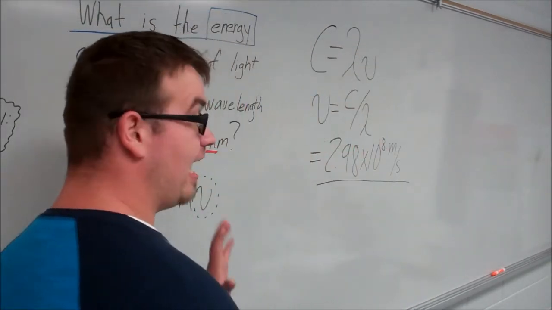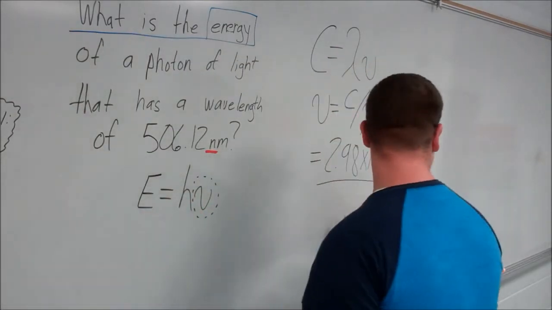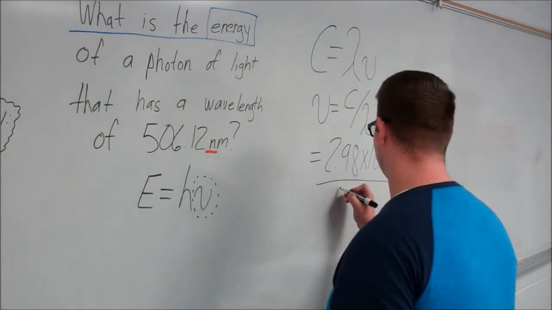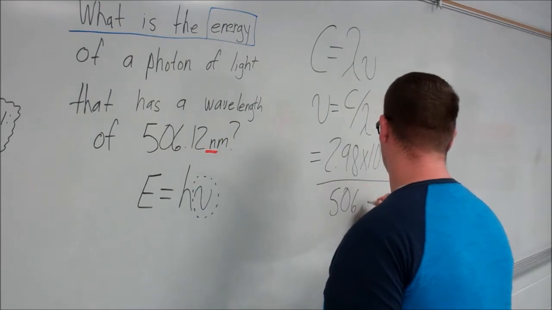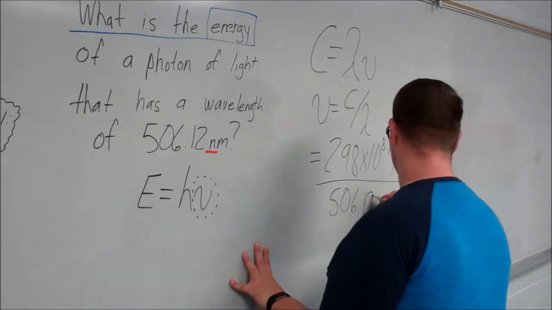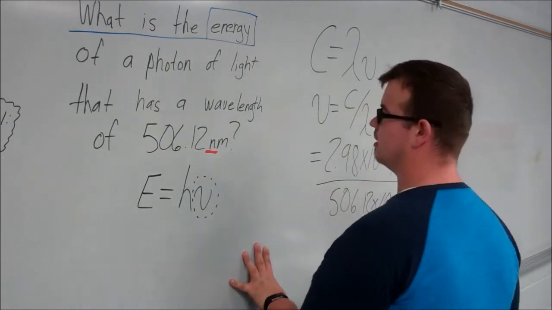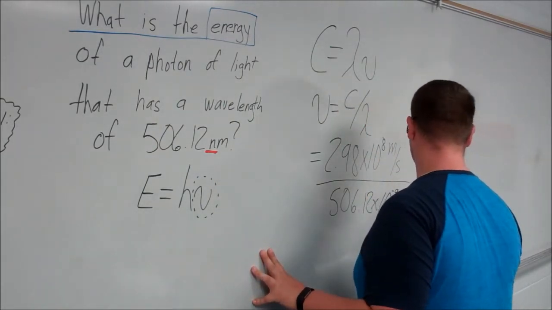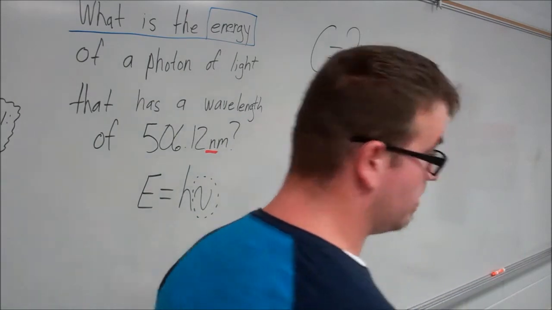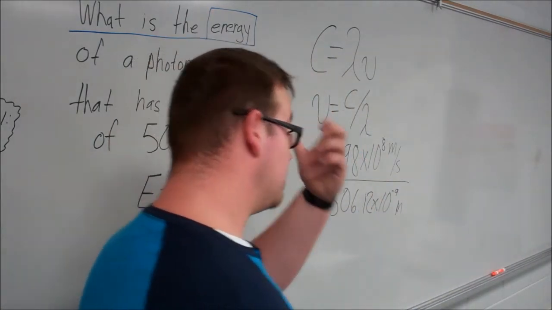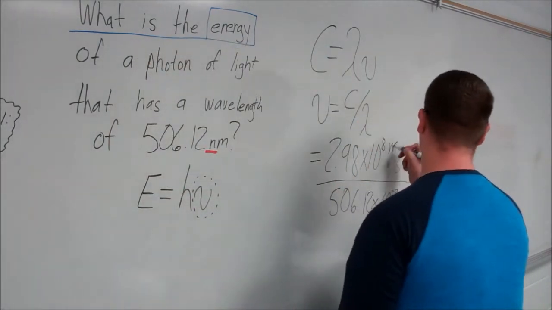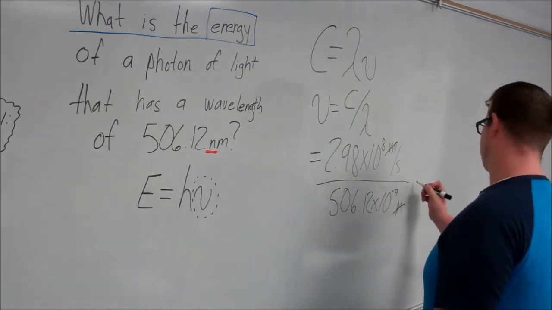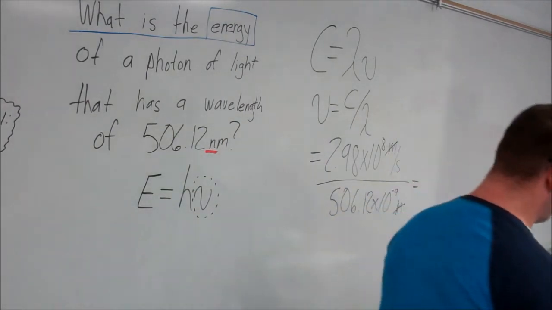So you're going to divide it. I'm not going to write it out. I'm just going to use my method. 506.12 times 10 to the negative 9 meters. So you're left with inverse seconds.